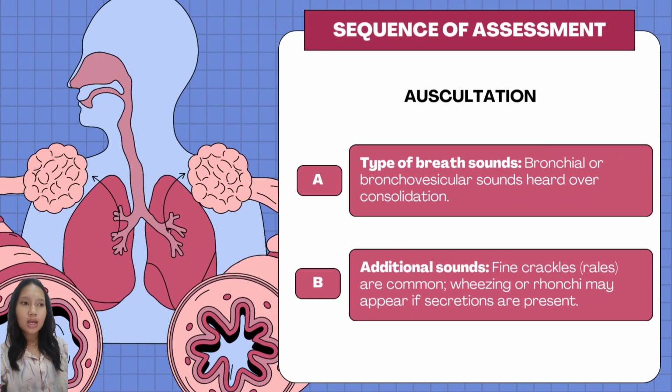And the last is auscultation. Type of breath sounds: bronchial or bronchovesicular sounds heard over consolidation. Additional sounds: fine crackles, rales are common. Wheezing or rhonchi may appear if secretions are present.